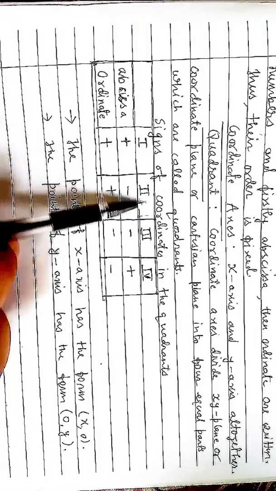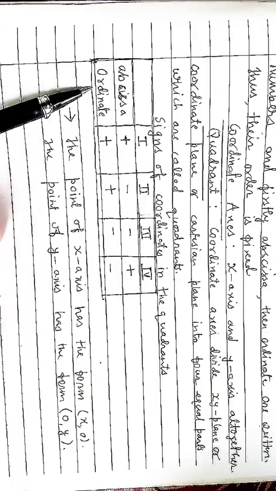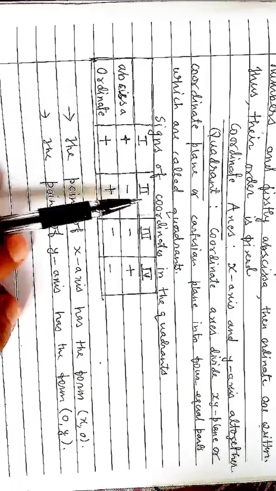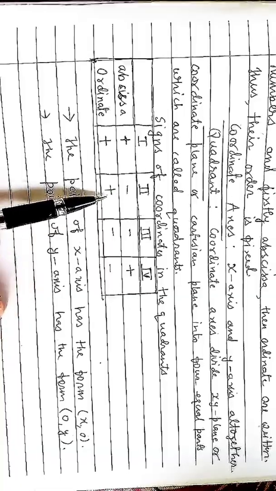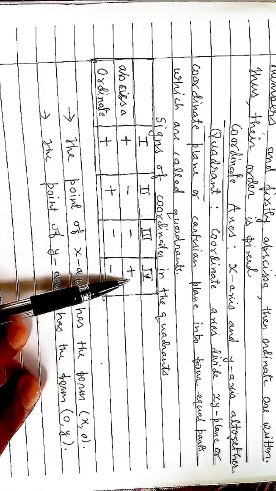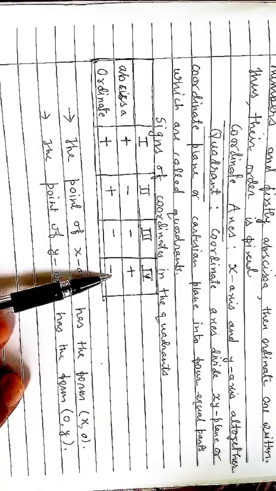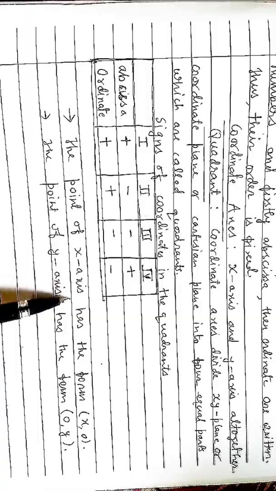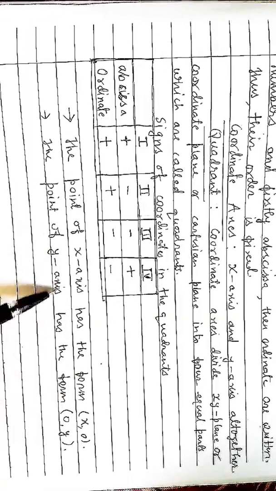So, signs of coordinates in the quadrants. In first quadrant, abscissa and ordinate both are positive. In second, abscissa negative, ordinate positive. In third quadrant, both are negative. In fourth quadrant, abscissa positive and ordinate negative. We have seen the point on x-axis has the form x comma 0, and the point on y-axis has the form 0 comma y. That's all in coordinate geometry.